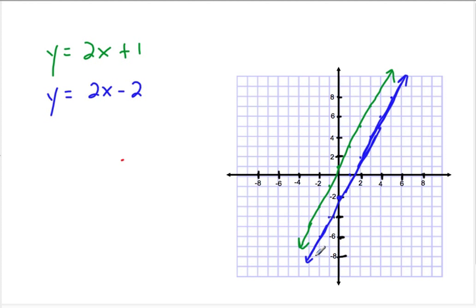Now, first thing you have to ask yourself is, are they never going to touch, or are they just not touching on the portion of the graph that we see? Because remember, these go on forever and ever. Well, it looks to me that they are parallel, and so even though they go on forever and ever, they will not touch. So when your two lines do not intersect, we call that a no solution problem. There's no point that works for both equations. Now, if it's just that you need to extend your line out farther to see the point of intersection, then you have to do that.